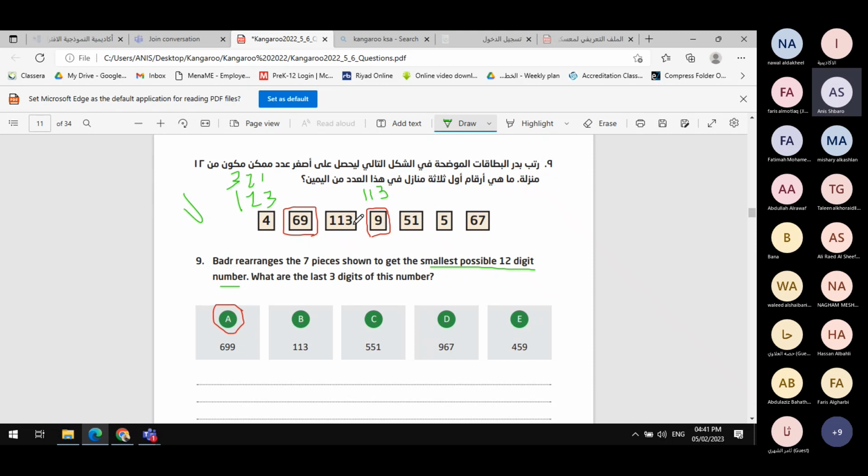After the 113, we will see 4, 5. We need the smallest one. 4 is the smallest, so I'm going to put the 4 here, and so on.